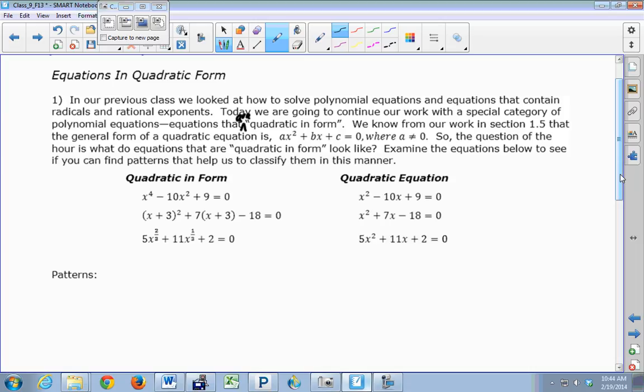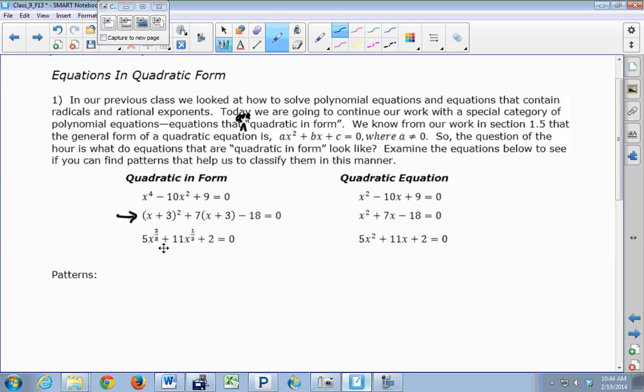Okay, so what I want you to do is look at the equations in the right-hand column and the equations in the left-hand column and see if you can find a pattern that allows us to say these are quadratic in form. Actually, that one is quadratic. This is a quadratic equation. The one above it and the one below it are quadratic in form.